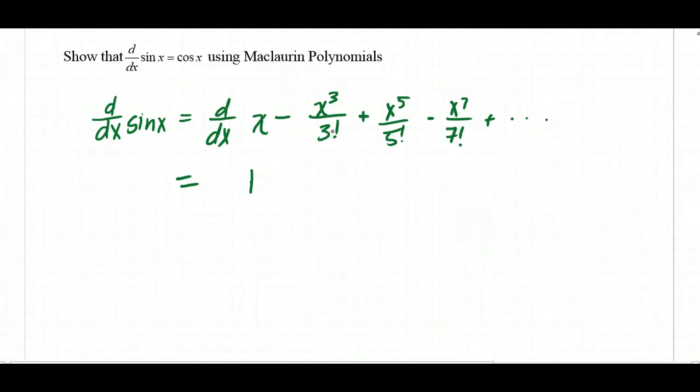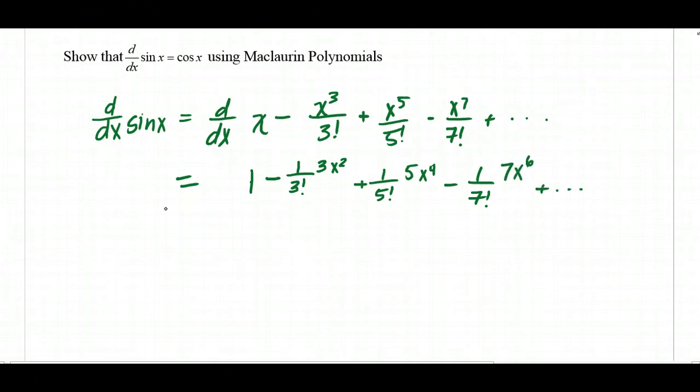x cubed. Remember, x cubed over 3 factorial is like 1 over 3 factorial times x cubed, so let's put that in the front. So I have 1 over 3 factorial in the front. The derivative of x cubed is 3x squared. And then plus 1 over 5 factorial. The derivative of x to the 5th is 5x to the 4th. And we'll go one more, minus 1 over 7 factorial. The derivative of x to the 7th is 7x to the 6th. And so on and so forth.